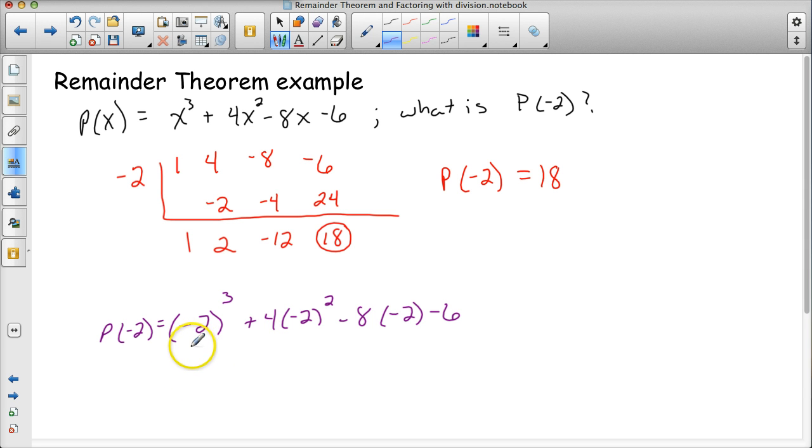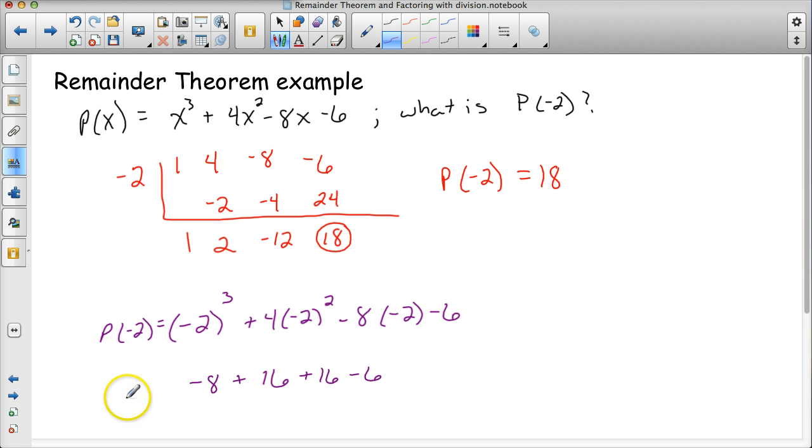Negative 2 times negative 2 times negative 2, which is negative 2 cubed, is negative 8. And then the next step is to take my negative 2 and square it. So negative 2 times negative 2 is a positive 4. And 4 times 4 is 16. And then we simplify the next term. Negative 8 times negative 2 is a positive 16. And our constant is negative 6.